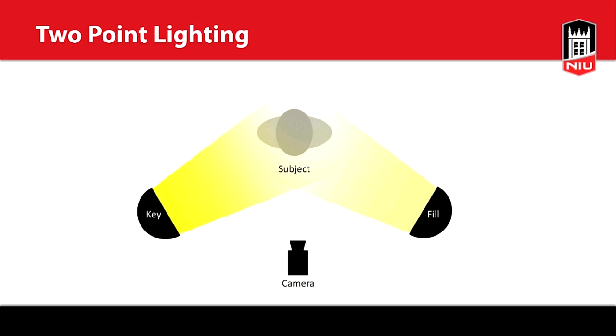The same thing can happen if you're using just one light source, because what that does is it creates some pretty harsh shadows. So by using the fill light, it will reduce those shadows and just make it look better. Also have a 3-point technique.